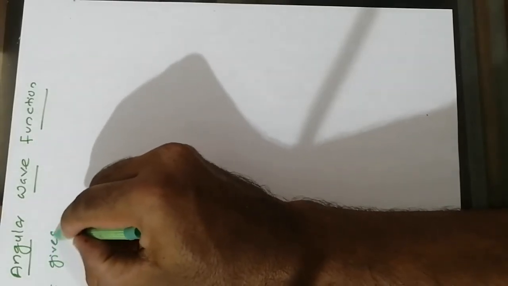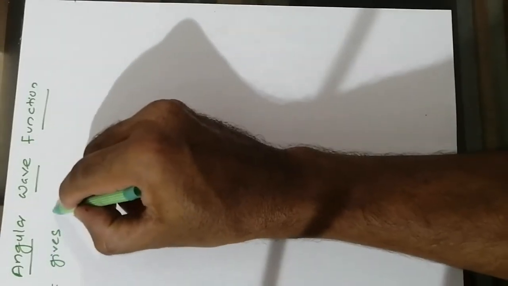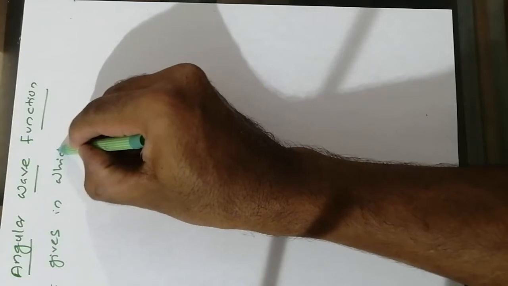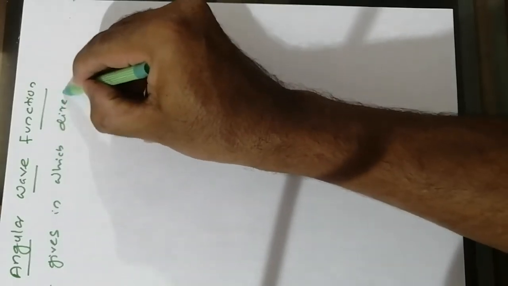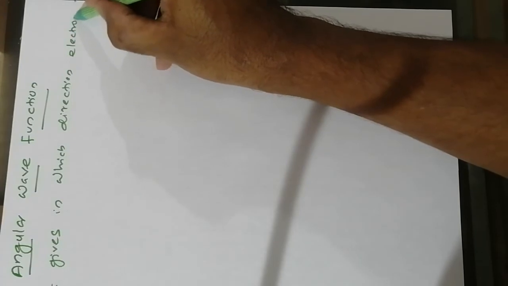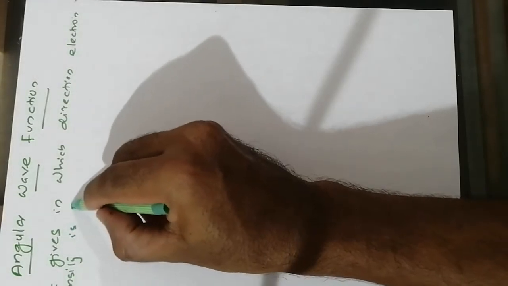The angular wave function gives the direction in which electron density is present. This is one of the ideas the angular wave function tells you: in which direction electron density is present.